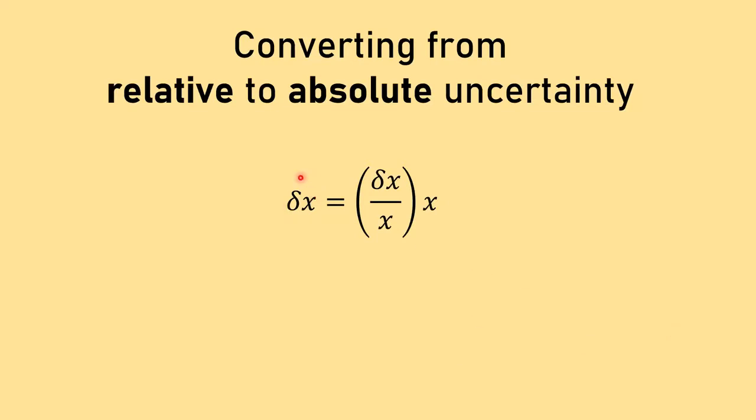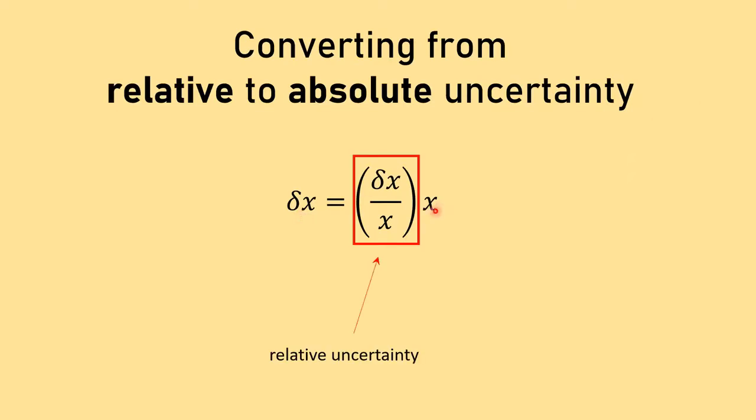What I've written here is absolute uncertainty equals, what's this quantity in parentheses? Well, absolute uncertainty divided by the thing you're measuring, that's what we call relative uncertainty. So I've enclosed the relative uncertainty in parentheses. Just multiply the relative uncertainty by the thing that you measured, and now you have absolute uncertainty. And hopefully it's clear why that works.